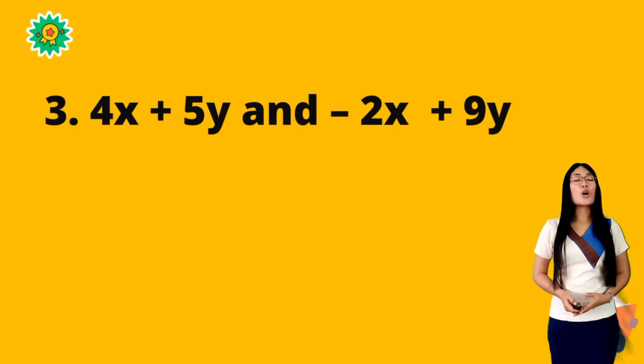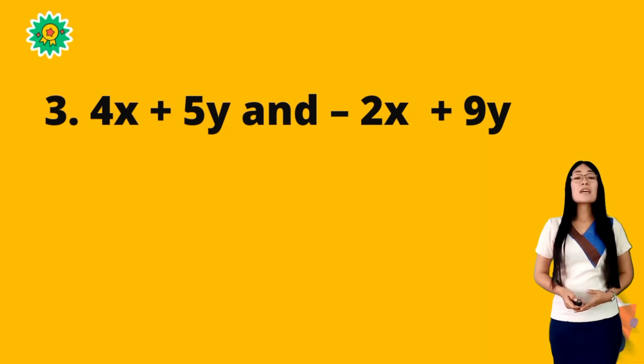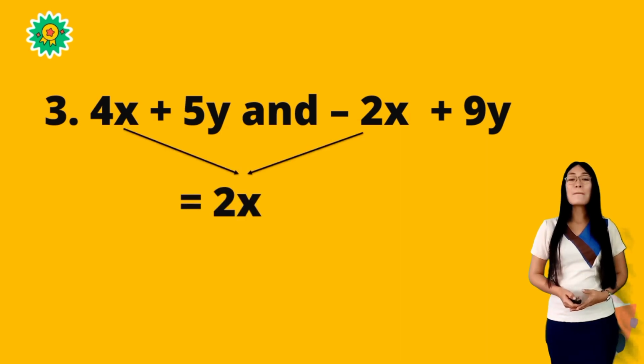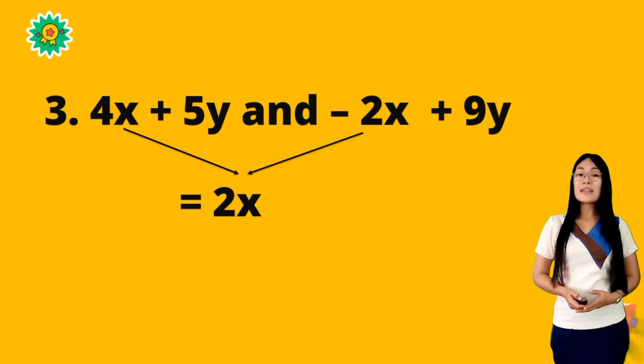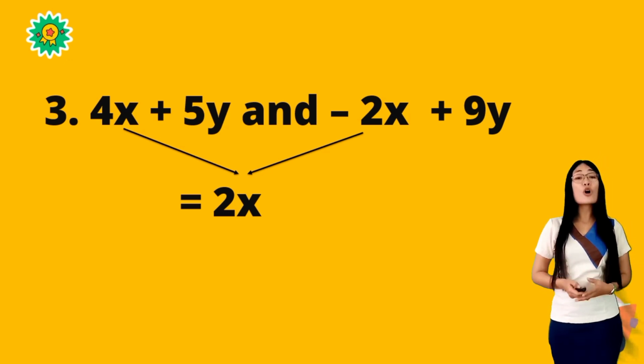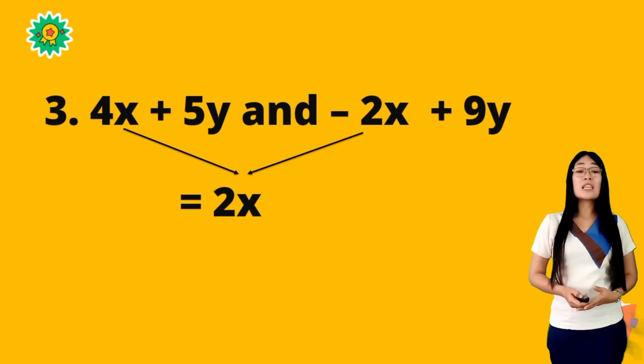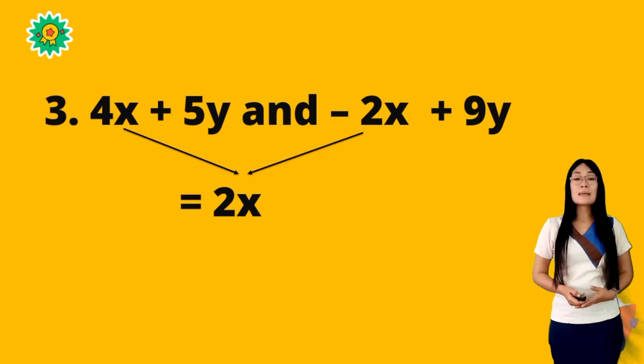That's right. Now, another example. 4x plus 5y and negative 2x plus 9y. What do you think is the sum? Okay, we will combine the similar terms. So, we will combine 4x and negative 2x. So, in our previous activity, if the integers have different signs, we will subtract them.